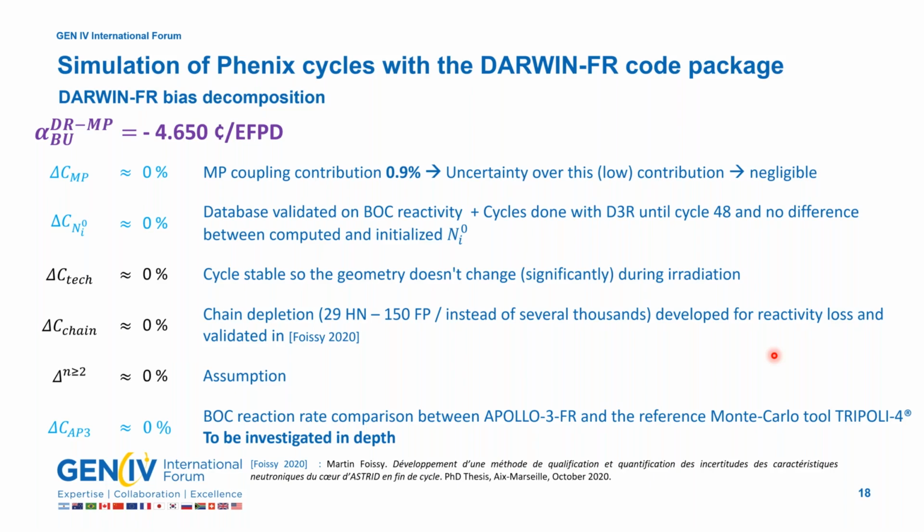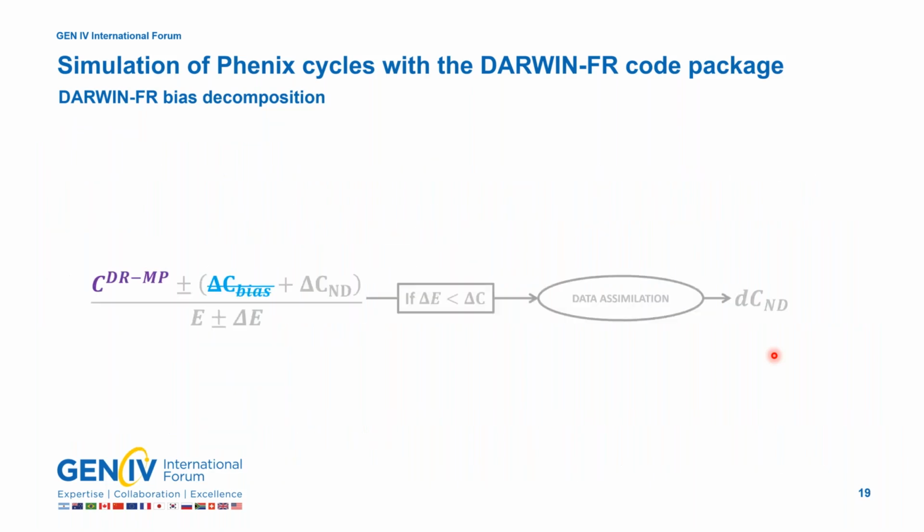So to estimate this bias coming from the Apollo 3 FR package, we have made at beginning of cycle a reaction rate comparison between this scheme and the reference tool. It needs to be investigated more in depth because we need to propagate this initial bias towards the reactivity loss coefficient. But in first order, we can consider that this bias is negligible for the reactivity loss coefficient. So good news, at this stage, we have our best estimate value for the cycle 42, and this value is considered as unbiased.